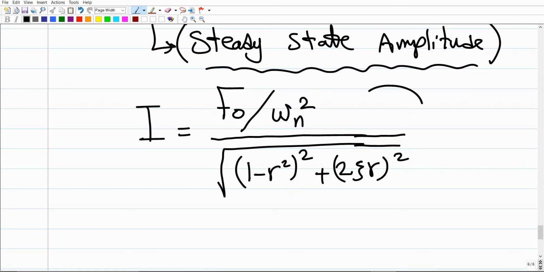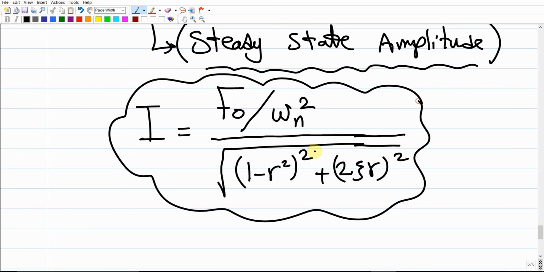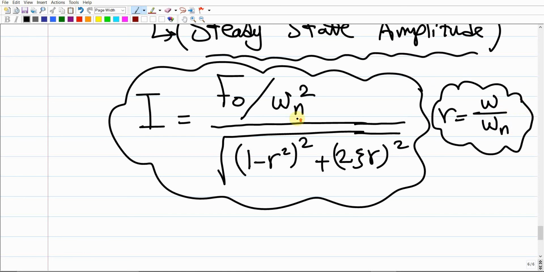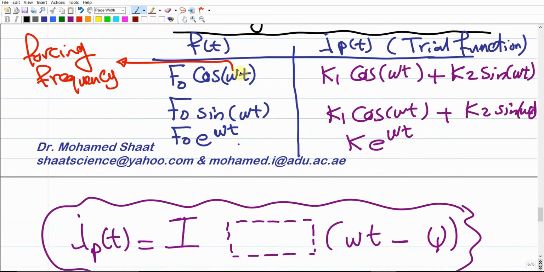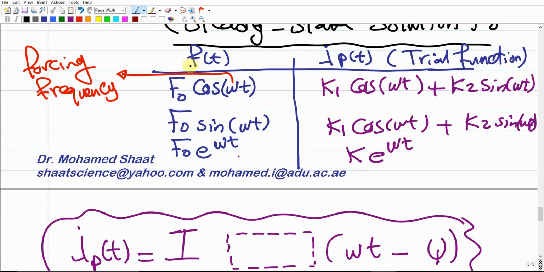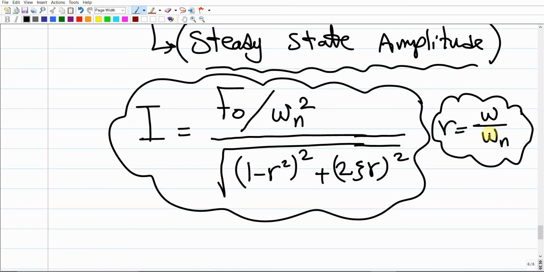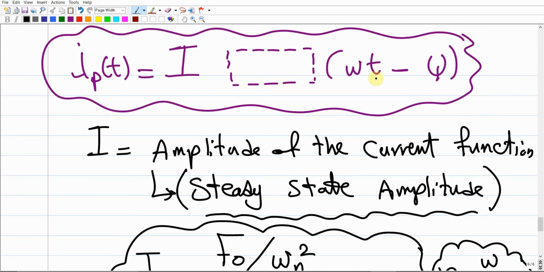What is r? This r is commonly known as the frequency ratio. It is the frequency ratio, which is omega over omega n. What is omega? Again, this is the forcing frequency, which is the frequency in the forcing term. That's why it is highly important to distinguish between omega, omega n, and omega d. If you divide omega over omega n, which is the natural frequency that you're going to calculate in terms of C and L, you're going to end up with r. Substitute r here, xi, omega n, F0, everything should be there. If you directly substitute, you're going to end up with the steady state amplitude of this function.